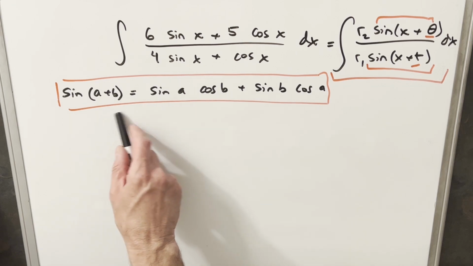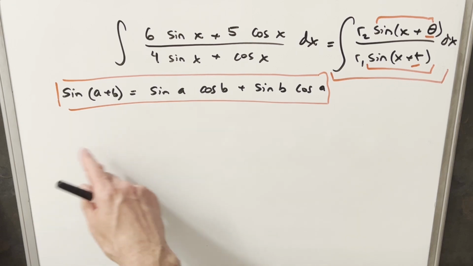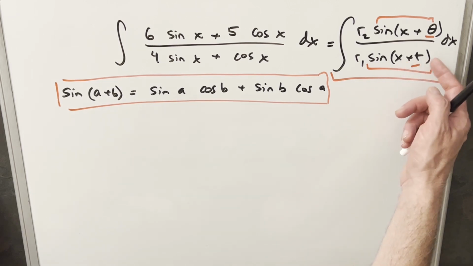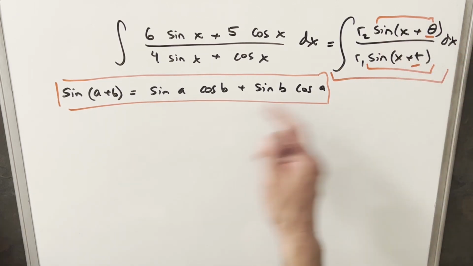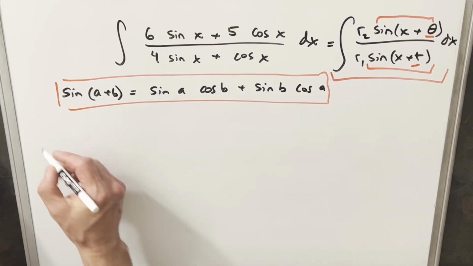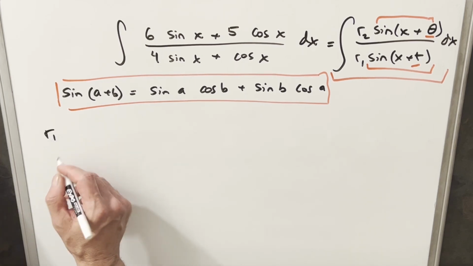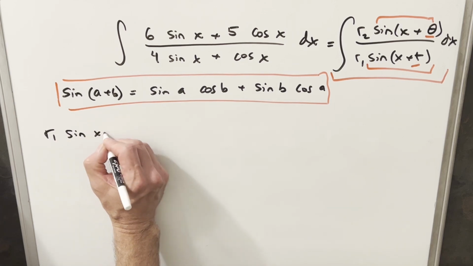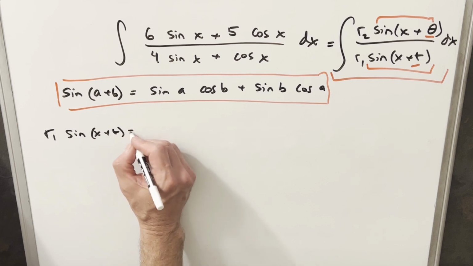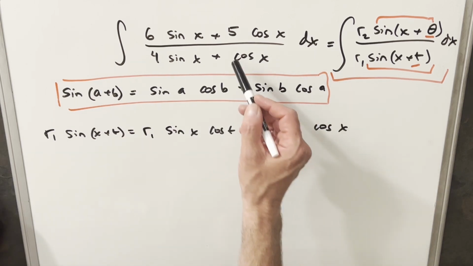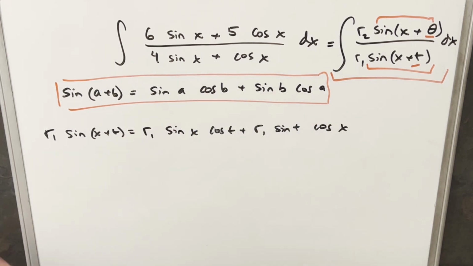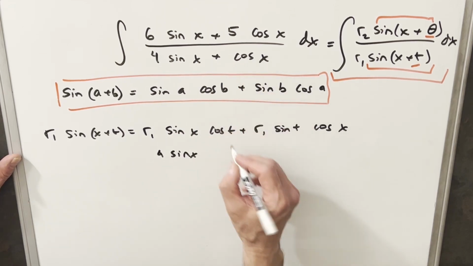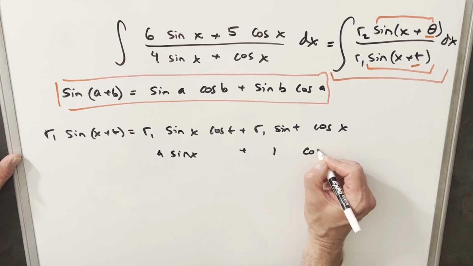Okay, so we'll look at our general angle sum formula for sine here. This will allow us to transform something in the form sine of a plus b. And we notice over here our sine of x plus t and x plus theta is in exactly this form. So let's include the r in there and distribute that in. If we have r1 sine of x plus t, I want to equate this to my denominator. So this is going to be 4 sine x, plus, we'll write a 1 there for cos x.